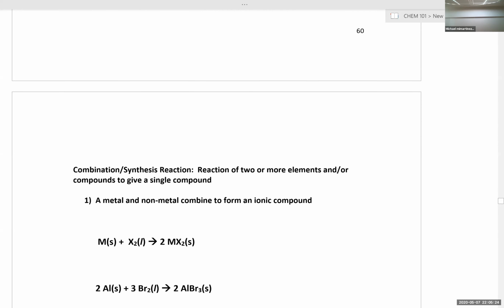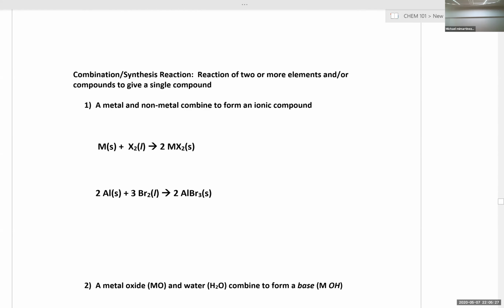Okay, let's look now at a combination or synthesis reaction. So it's the exact reverse of a decomposition reaction. In a combination or synthesis reaction, we have two or more elements and or compounds reacting to give a single compound. So for example, if you combine a metal and a nonmetal, you generate an ionic compound. So for example, if you mix aluminum and bromine, you get aluminum bromide.